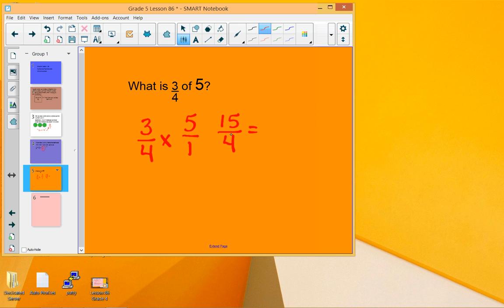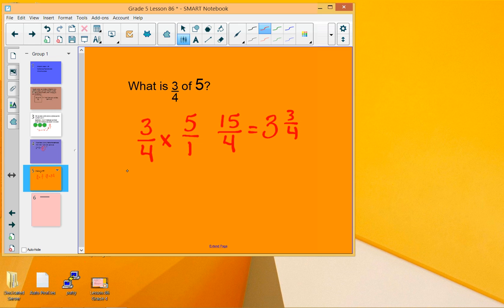How many 4s can I get out of 15? Well, I know I have 3 whole ones, because that's 12. And then I have 3 pieces left over, so I have 3 3/4 as my answer, right? And we can check that. 4 times 3 is 12. 12 plus the remainder would give me 15.